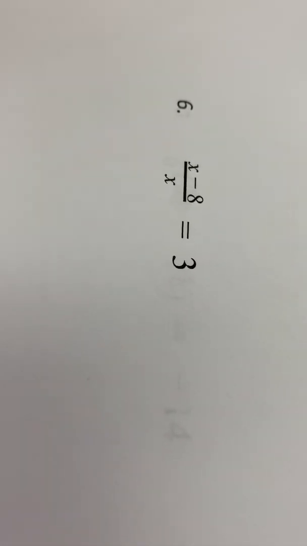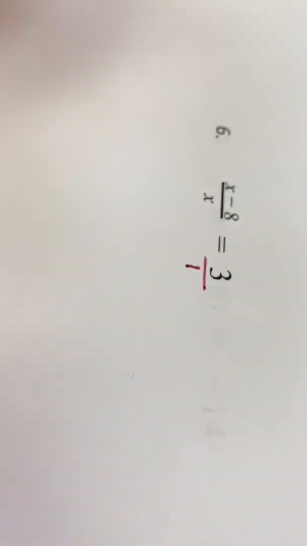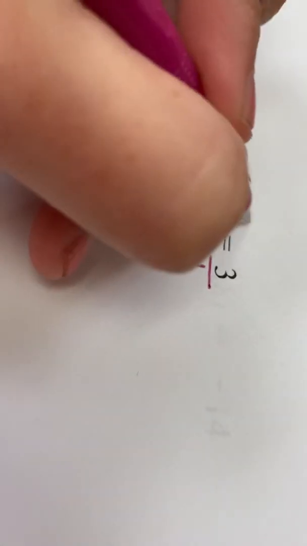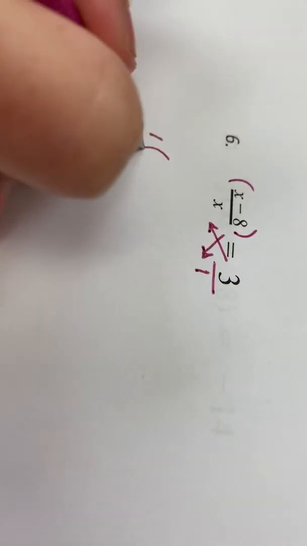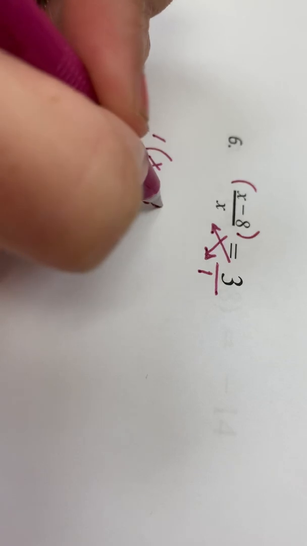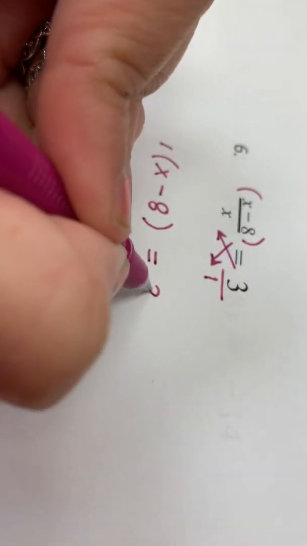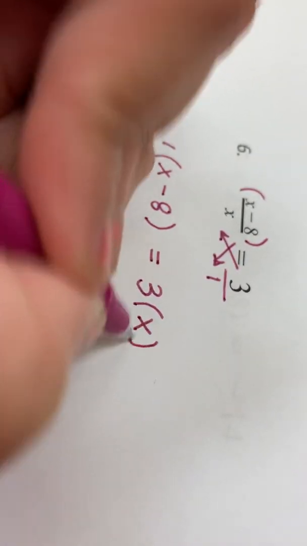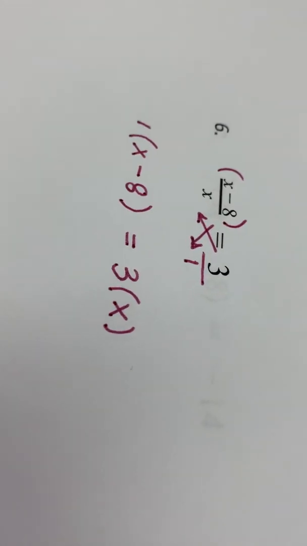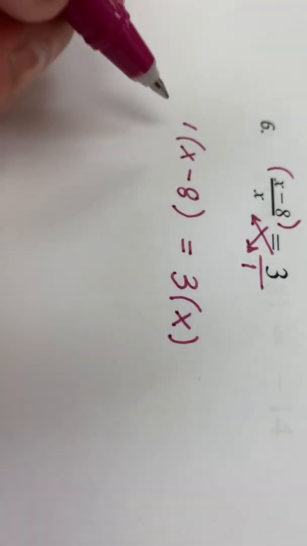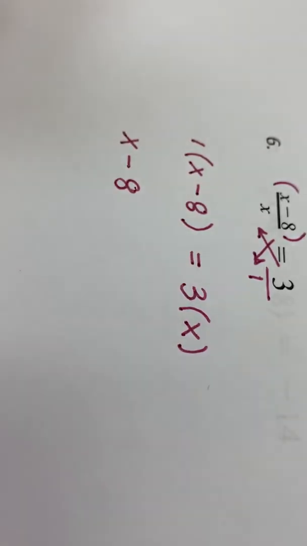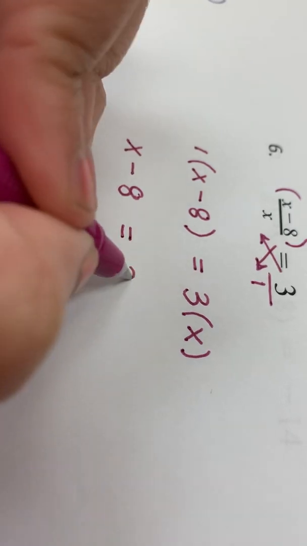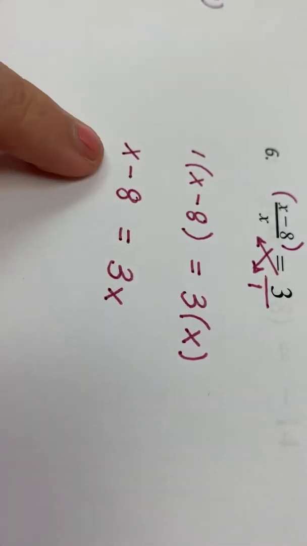All right. We're going to try another one over here with number 6. I'm going to put this 3 over 1. And then I'm going to cross multiply. So I have 1 times x minus 8 equals 3 times x. Again, 1 times anything does not change it. So 1 times x minus 8 is still x minus 8 equals 3x.